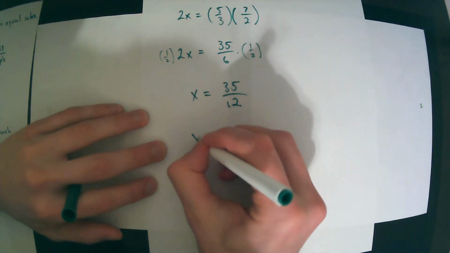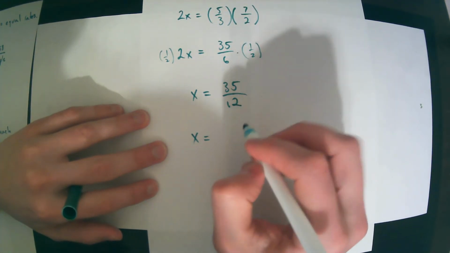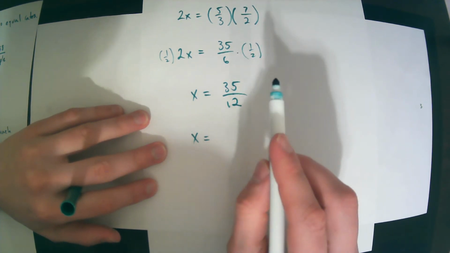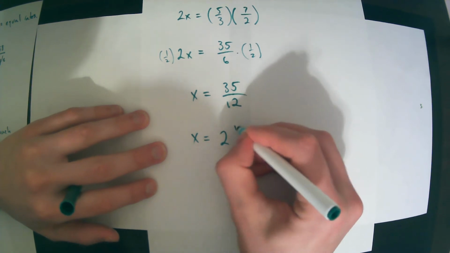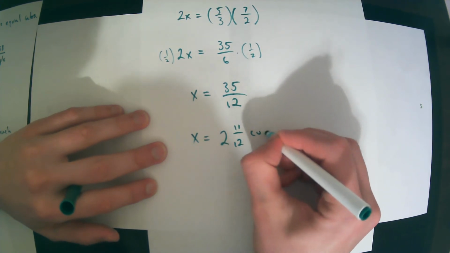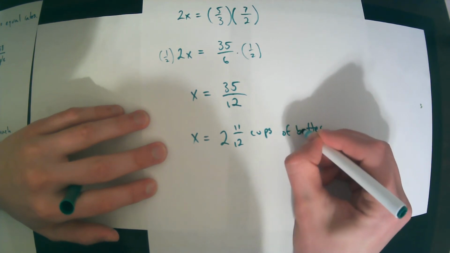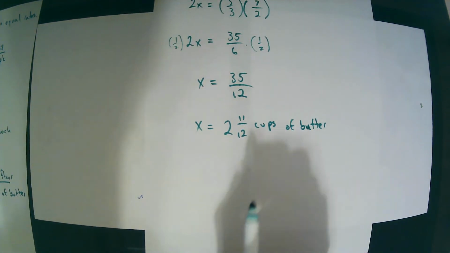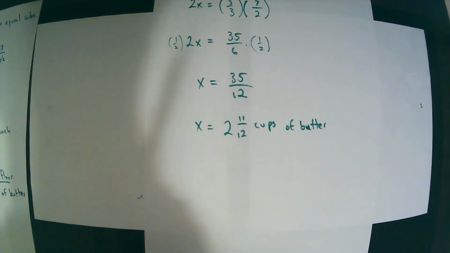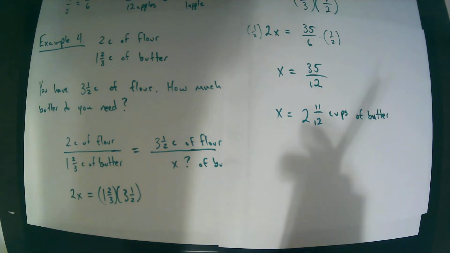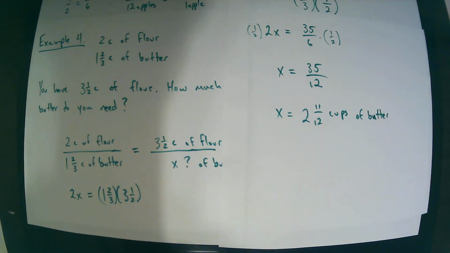Alright, now writing it as a mixed number, I'm going to have nearly 3 cups, right? Because 36 over 12 is 3, but not quite. It's going to be 2 11/12, and this is when you should write your unit. 2 11/12 cups of butter. So that's the answer to this question. How much butter do you need? You basically almost need 3 cups, right? Very close to 3 cups.